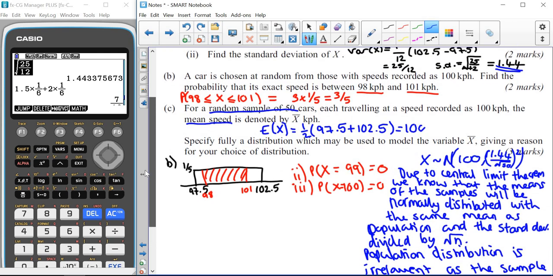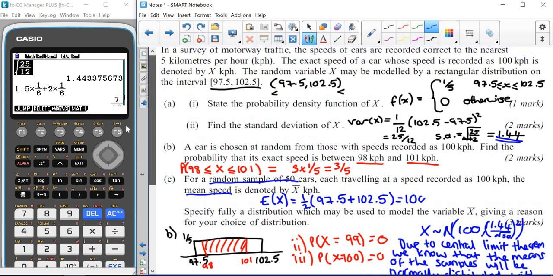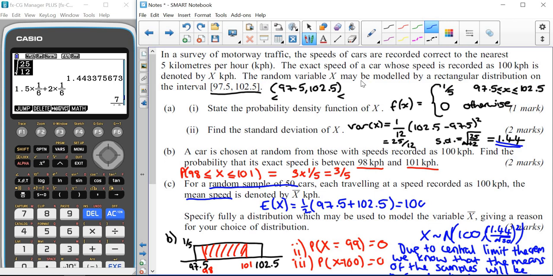It won't always work. Okay, so that's how we would answer a question if instead of being given the probability density function, we were given a description of the function using this notation here or with the curved brackets.